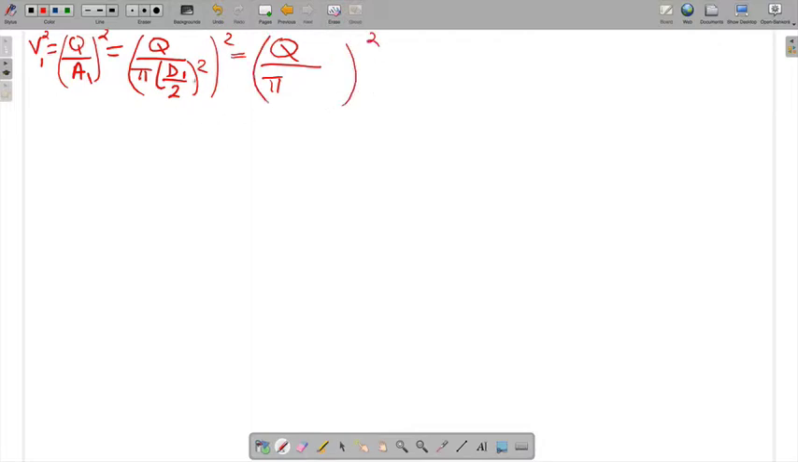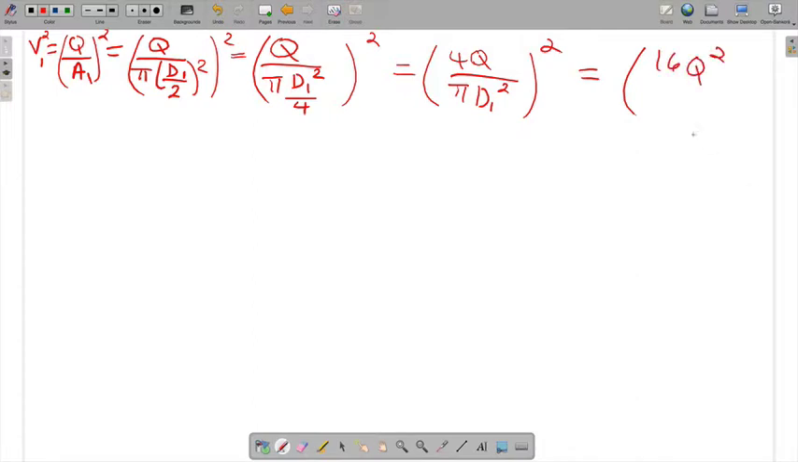Okay, but first I'm going to write this term out expanded with this square, and then we'll talk about that outer square. So we have d1 squared over 4. We're going to bring the 4 up here: 4q over pi d1 squared, and then all of that is squared. That's what we're going to plug into our Bernoulli's equation. So that gets us 16q squared over pi squared d1, and since it was already squared, now we square it again, so we get a fourth. That's what we plug in for V1 squared in Bernoulli's.